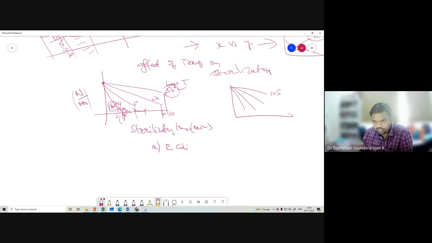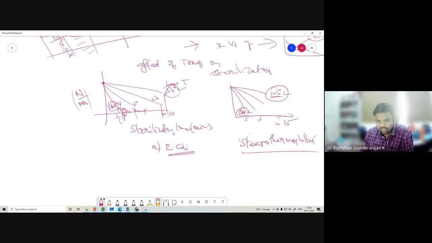Okay. So for example, 105 degrees Celsius and 121 degrees Celsius. So let me say time is 5, 10 up to 25. So this is for Stearothermophilus. There are some thermally resistant bacteria. That's why they need a temperature of around 120 degrees Celsius. And if it is simply an E. coli, the temperature required is just 60 degrees Celsius. Sterilization: 60 degrees, 3 minutes.